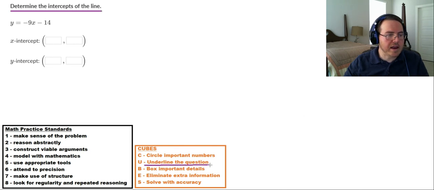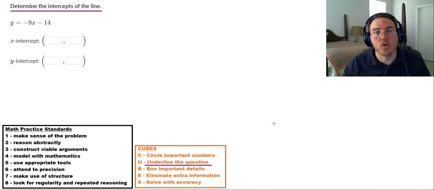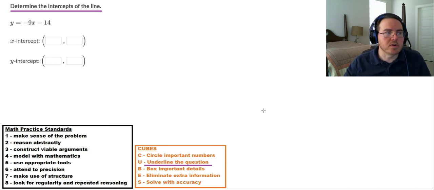I have gone ahead and underlined the question, or in this case, the directions of what I'm supposed to be doing. Now, I am going to be using some repeated reasoning here. That's number 8, because of what worked on the last problem. Again, I know that x-intercepts have a y value of 0, and y-intercepts have an x value of 0.